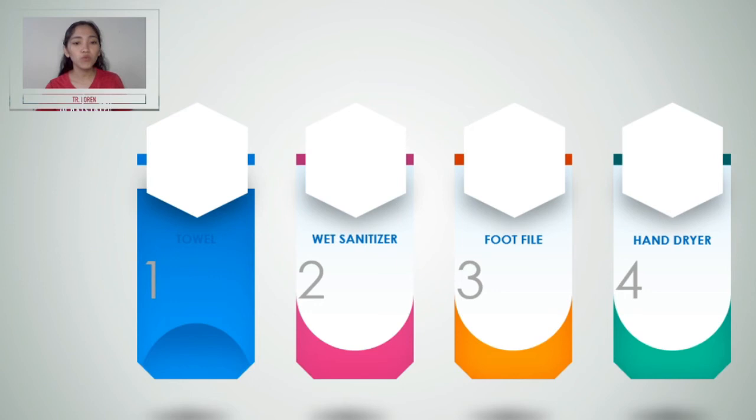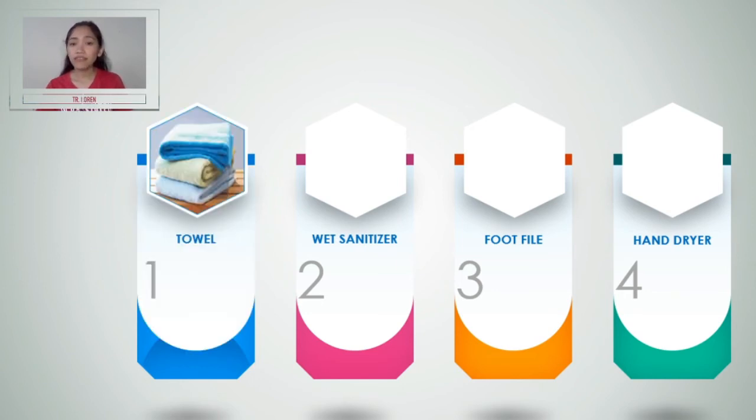Okay, let's try this one. Towel. Towel is an example of, if your answer is material, then you are correct. A material should be replaced from time to time. After using it on the first customer, you cannot use it on your second customer. Next is the wet sanitizer. This is also a material, because wet sanitizer is not permanent and has an expiration date.